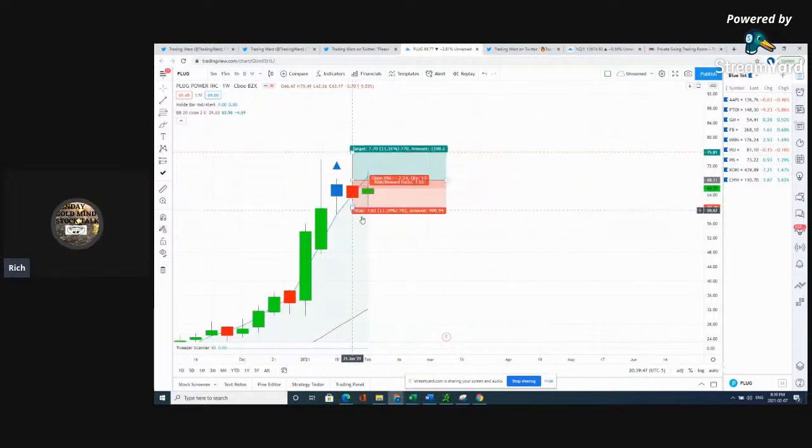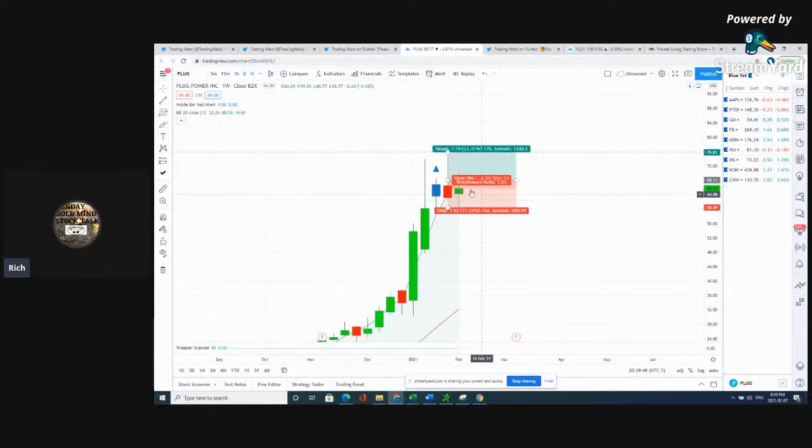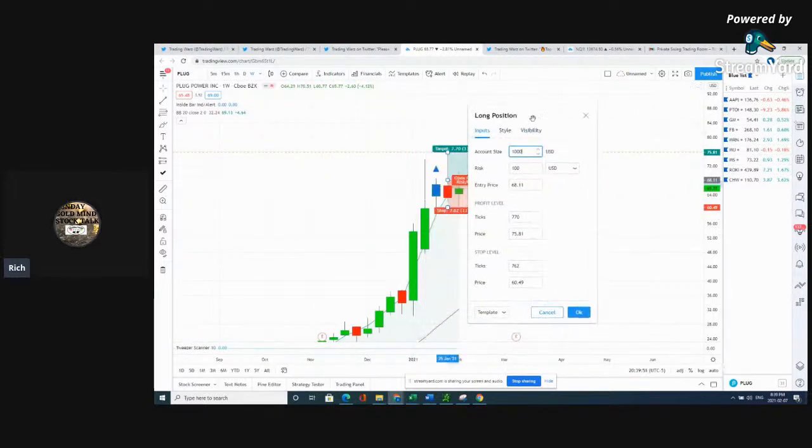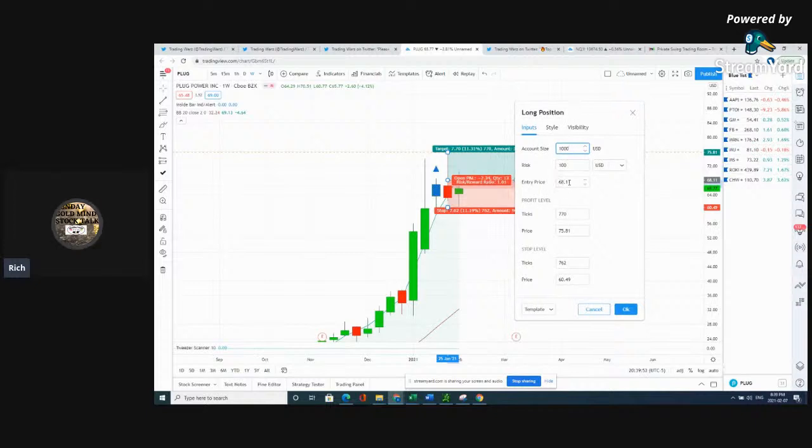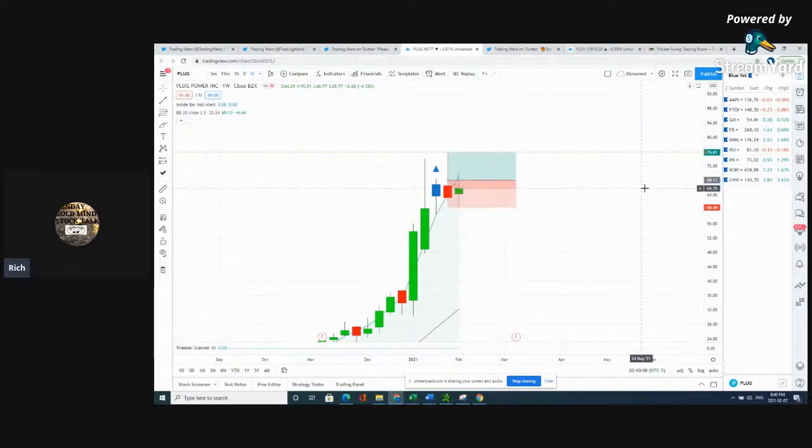So for PLUG, what we did here, we had this inside bar close on the weekly. So this was the exact order right here. We got in at 68.11. The stop was 60.49. 1-to-1 was exactly $75.81. And as you can see, it basically came right to the target. And the day that it was there, I told everyone in the room this is basically first target. So from here, scale out, close the position, whatever you want to do.